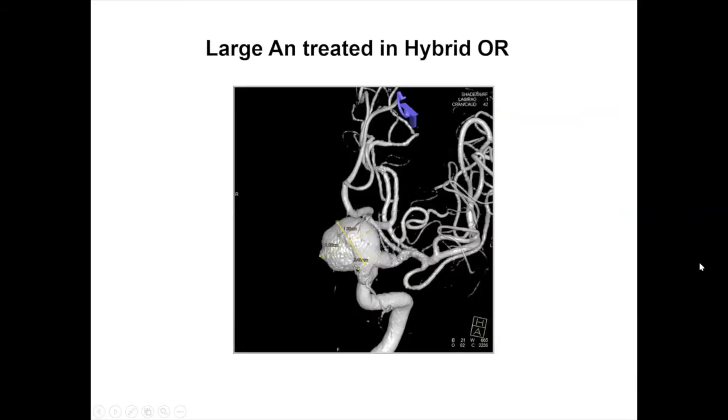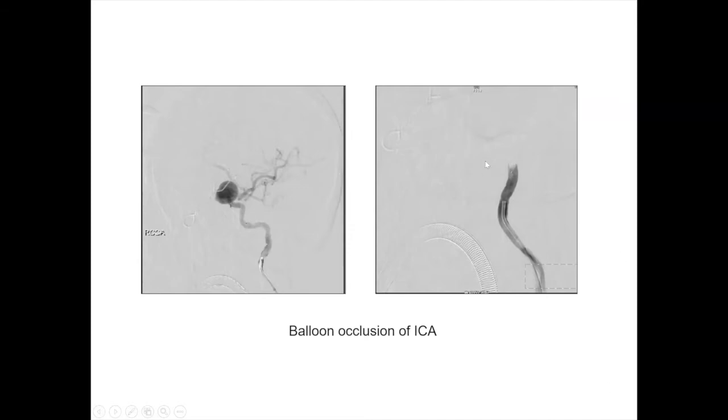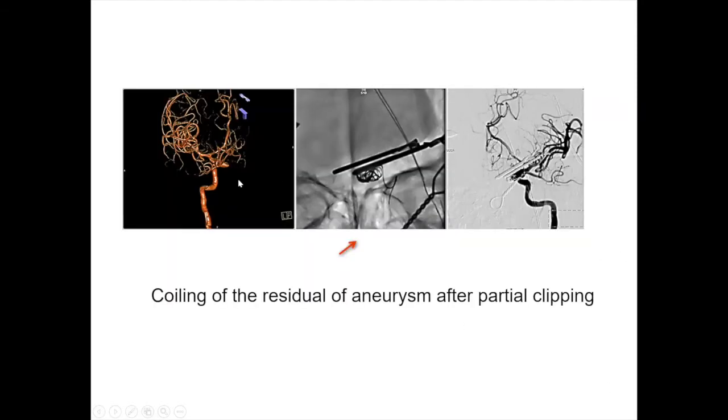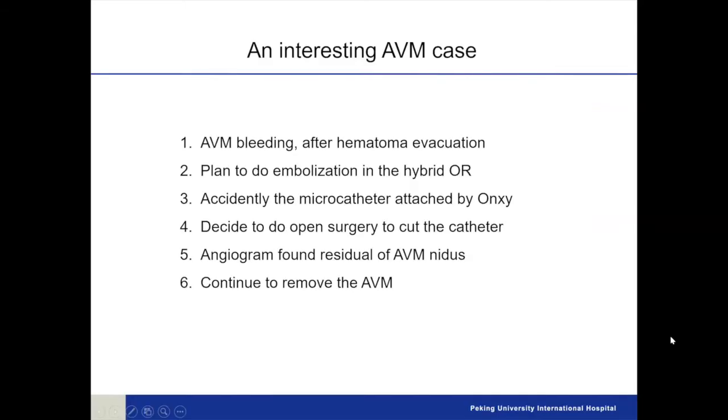Here's another one, a large aneurysm with the balloon working. And then we put two very long aneurysm clips, but there's still some part of the aneurysm inside the cavernous sinus. So we continued to put coils inside the small remaining part of the large aneurysm. But actually, this case was done about 5 years ago. Now we have the pipeline, so maybe it's no longer necessary to do hybrid surgery for those kinds of aneurysms.